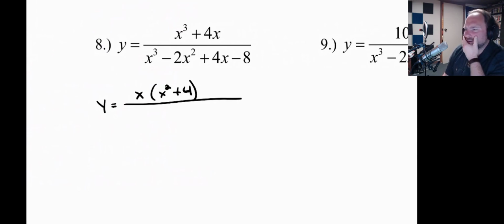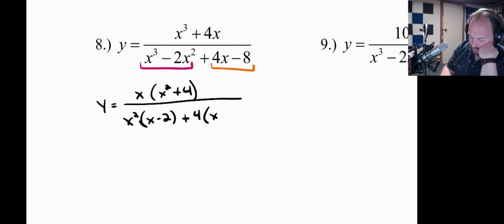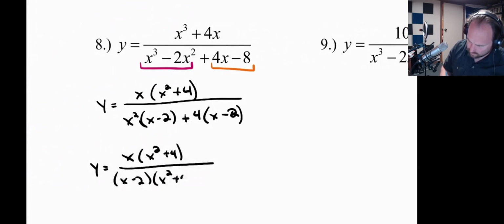On the bottom, well, we can use that tricky trick thing we did in the last video also. I see that x to the third and 2x squared both have an x squared involved, so we'll factor that out, x minus 2. And these guys also factor out a 4, and you get x minus 2. That's nice. And so what we've got here is on the top x times x squared plus 4. On the bottom we have x minus 2 times x squared plus 4. Pretty groovy. Cool.